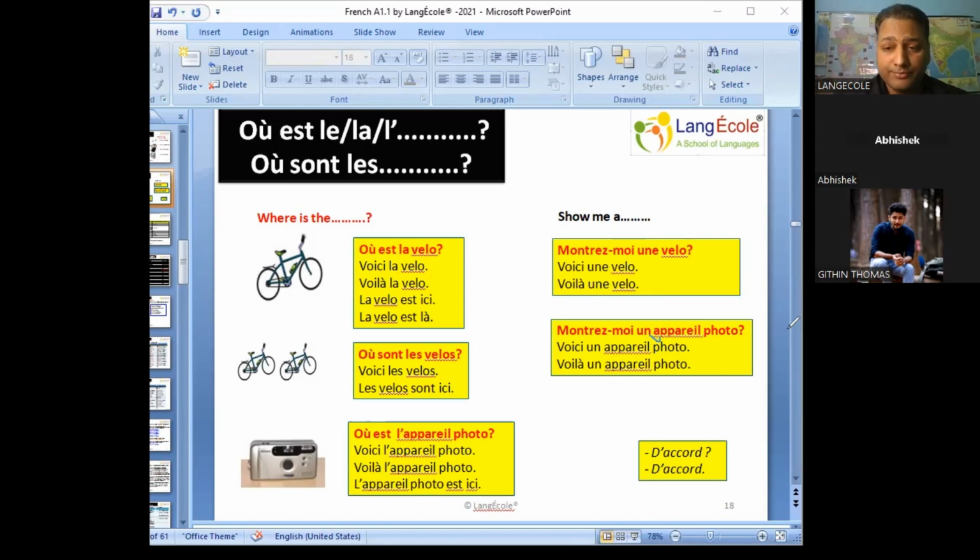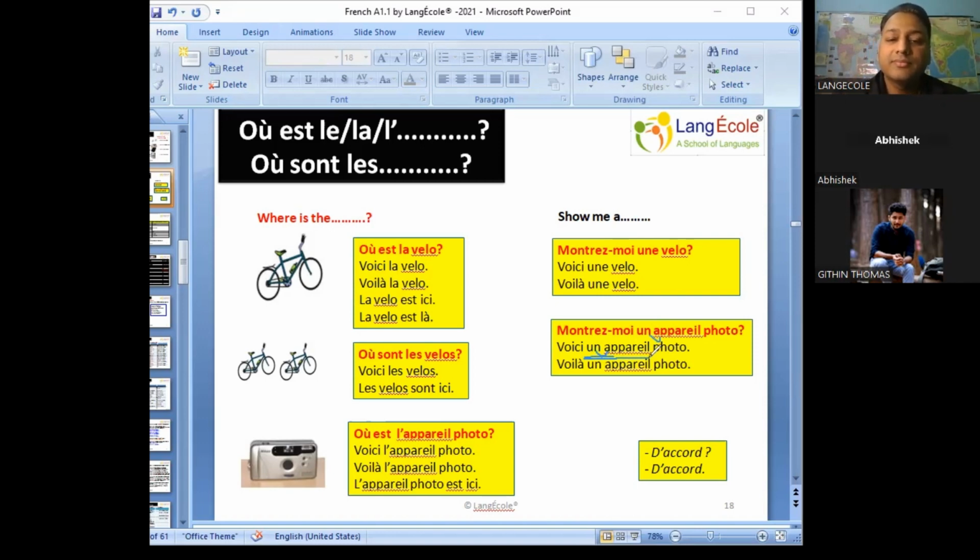Voici un appareil photo. Don't separate these two. Go together: un appareil. Because there is a liaison, go together. You can see these two words are separate, but consider in your mind these two words are together, and then try to pronounce. Un appareil photo. Yes, voici un appareil photo. So you are joining these two, pronouncing it together. That is what liaison is.